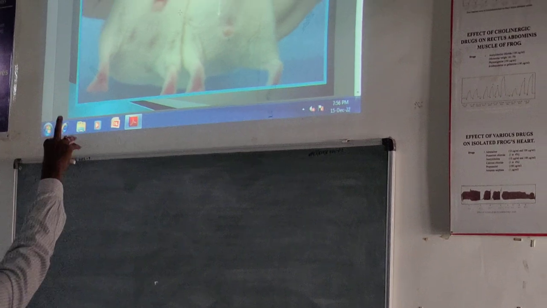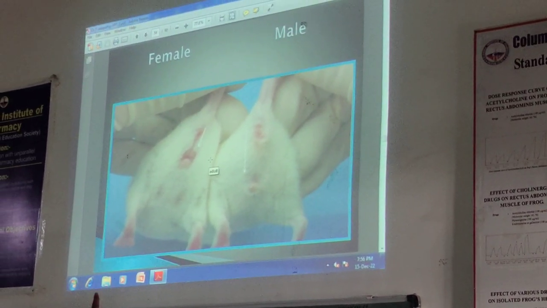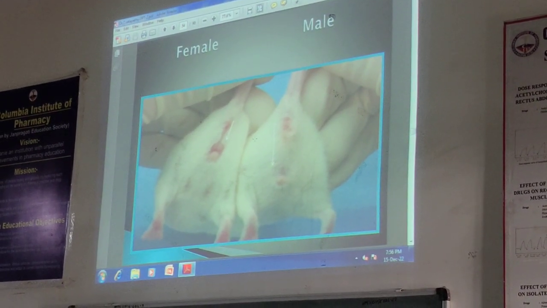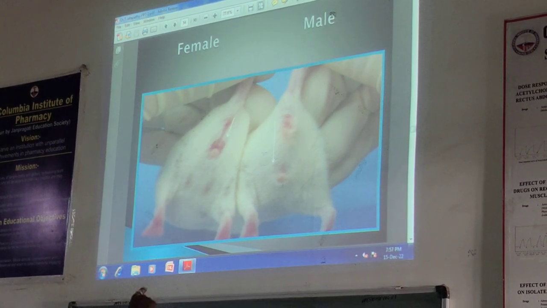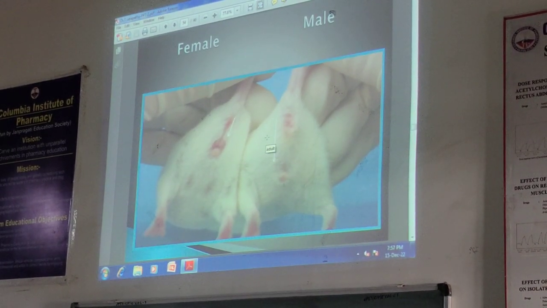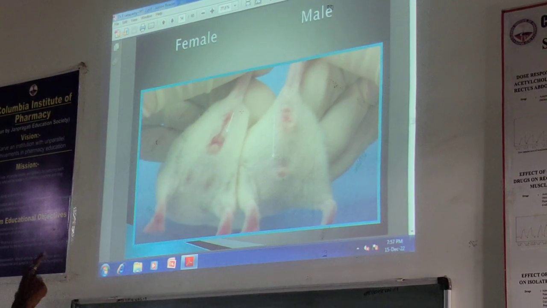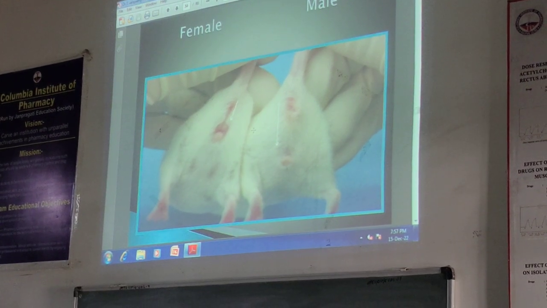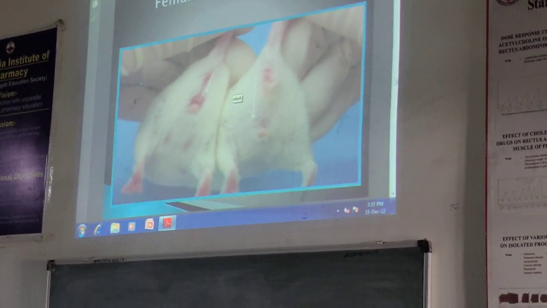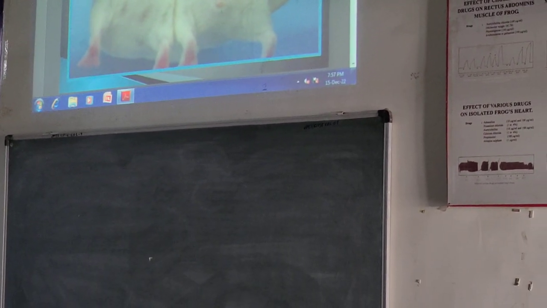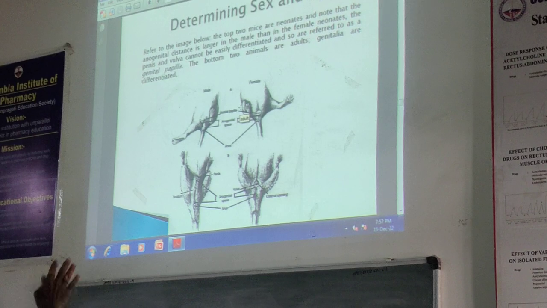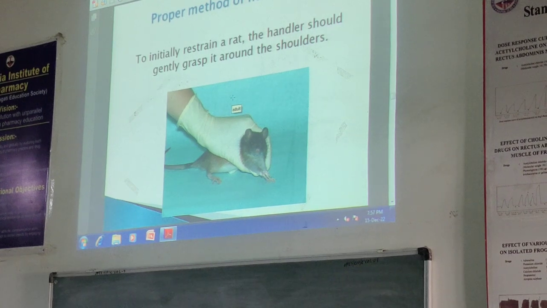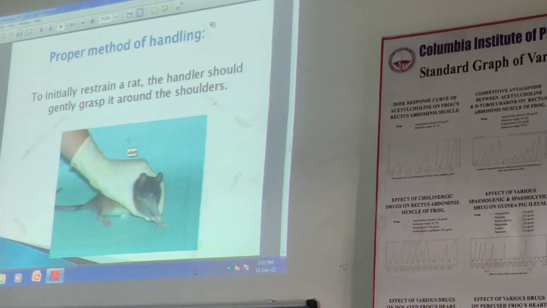See, this is the distance between the anal canal and the urogenital organ. From this difference you can easily understand: in the case of male, the distance between the anal canal and urogenital opening is more, and in the case of female the distance is less. It is a very easy process, and you can easily identify the gender of the animal. This is the most important. This is the proper method of handling without giving any sort of stress to the animal.